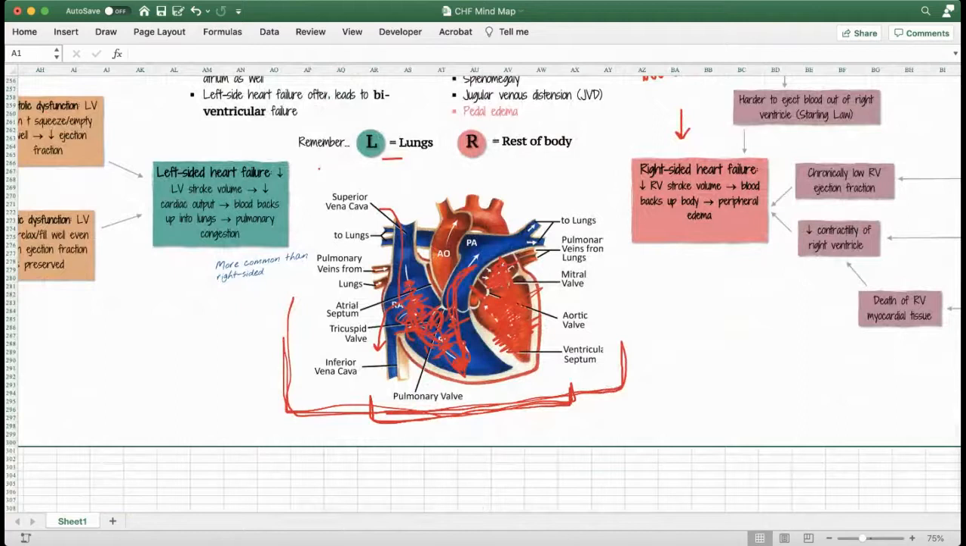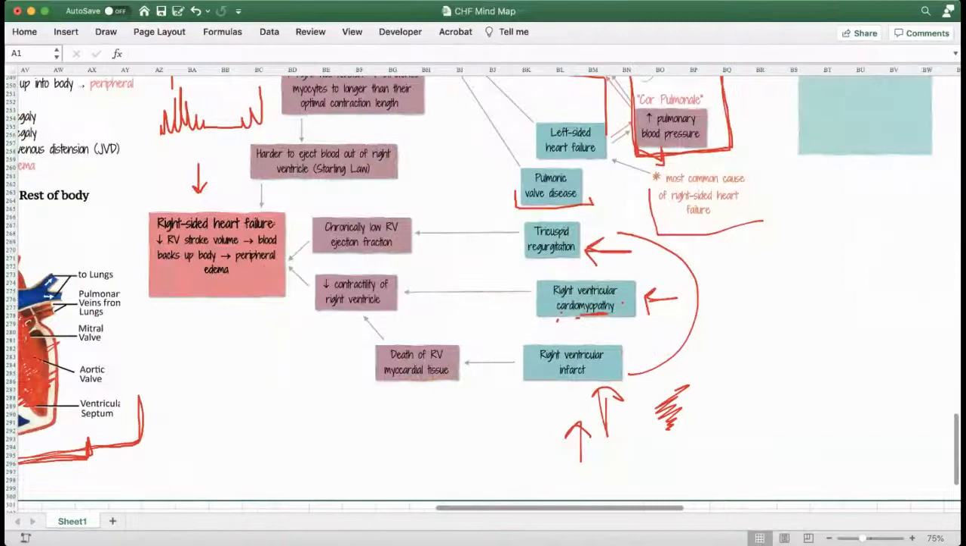There's something happening here. You're going to get this backflow. You're going to get a problem with the pressure that this right ventricle is working against. So it's going to create a problem in the right ventricle. That makes sense to me. So I'm just going to go back over here. We talked about left-sided heart failure, so I'm not going to do that again.